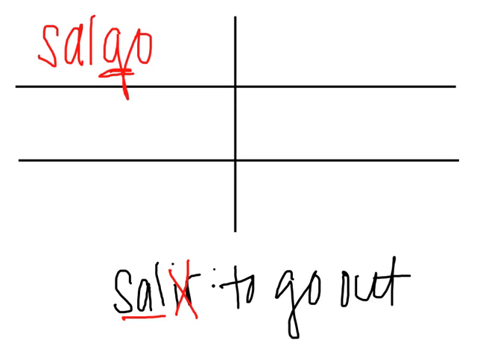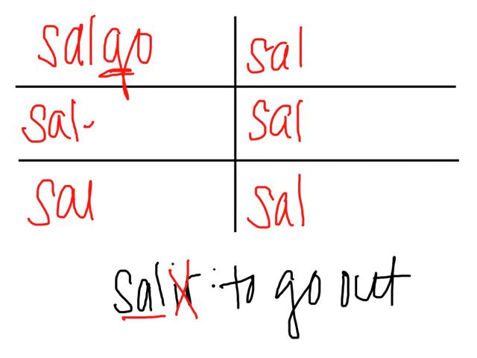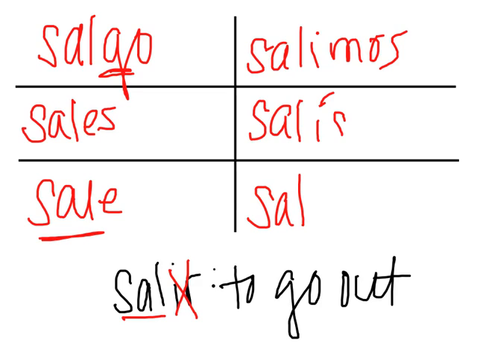The rest of the parts of this verb are going to be totally normal. So you'll just have your normal stem, and then you'll add your regular IR endings. So you have sales, sale, not sail, sale, salimos, salís, and salen.